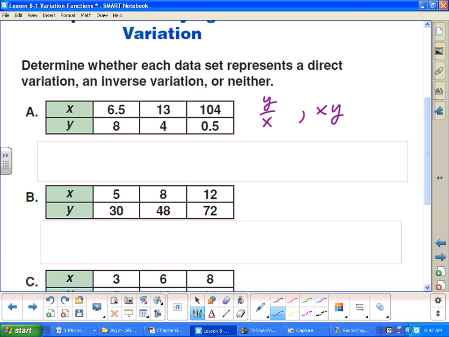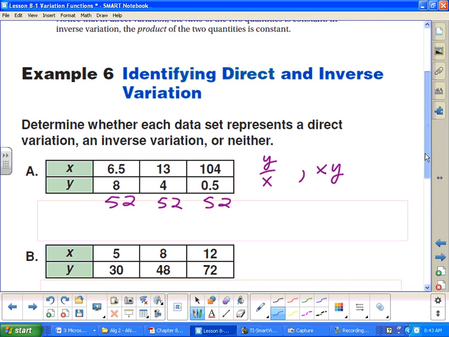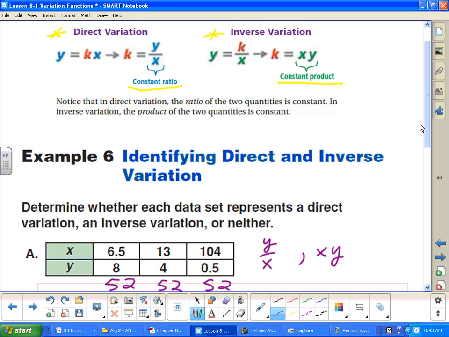If I multiply them, are they the same then? That's what you meant, right? All right, 13 times 4 is 52. 104 times 0.5 is 52. And 6.5 times 8 is 52. So when I multiply these together, they're the same. Right? Which means that they are inverse variation.